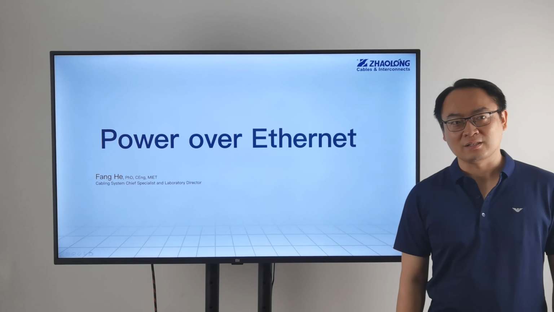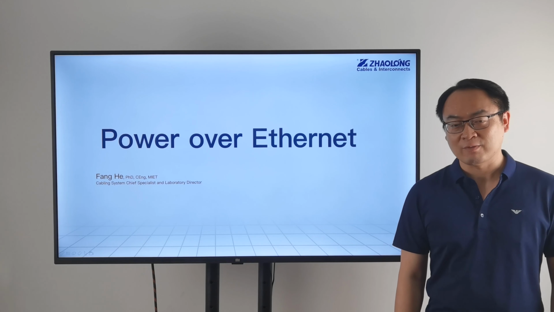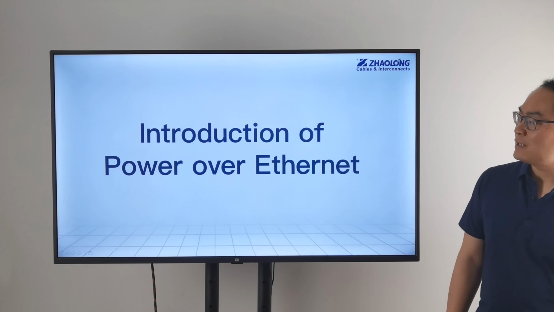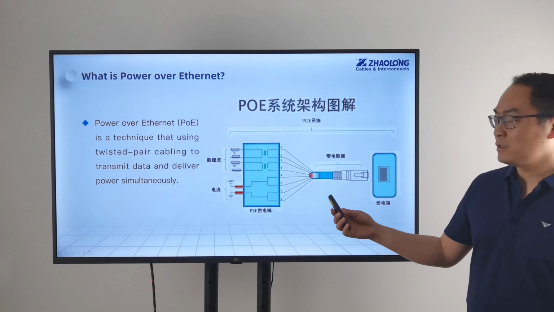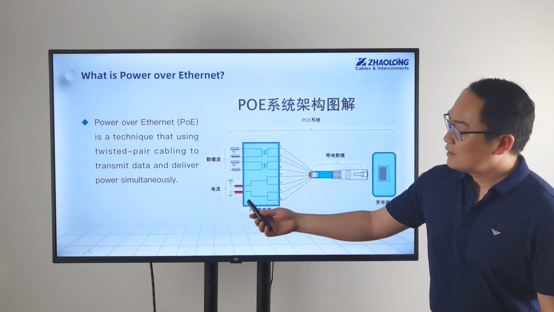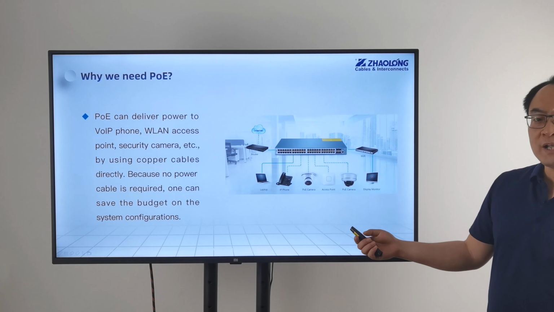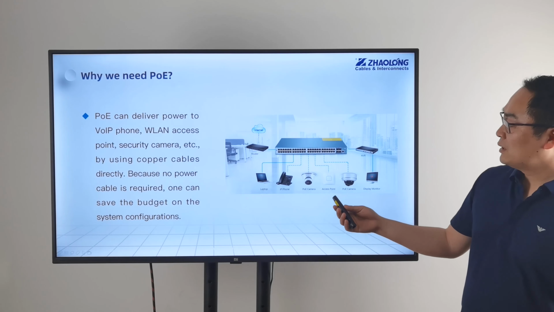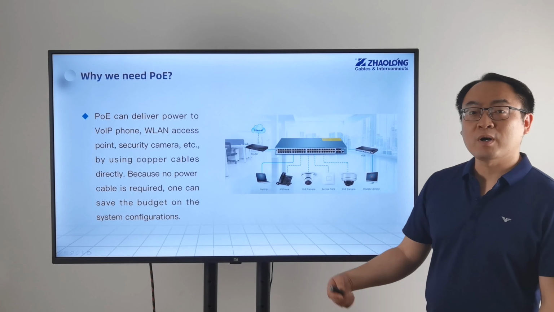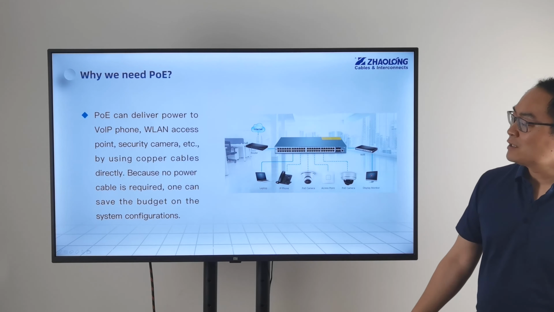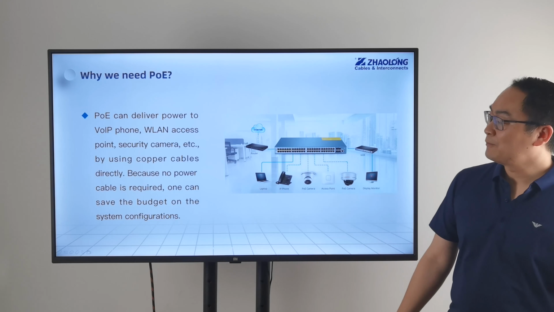Today I want to talk a lot about the Power Ethernet concept and something about how we assess our product in our lab. So Power Ethernet is a new technique. Basically, it means you use just one single cable to transfer the data and deliver the power at the same time. So for some of the small electronic devices like cameras, IP phones, monitors or laptops, you can power them up by just using one data cable. So you can save the power cable, which means you can reduce your system budget.